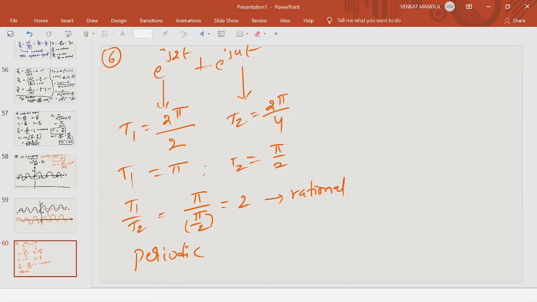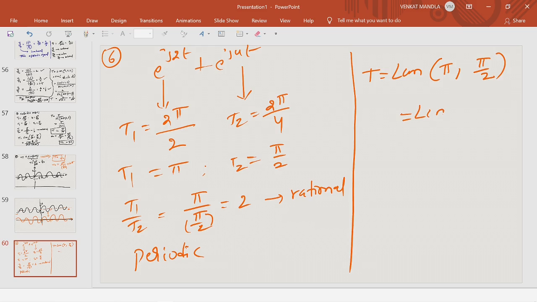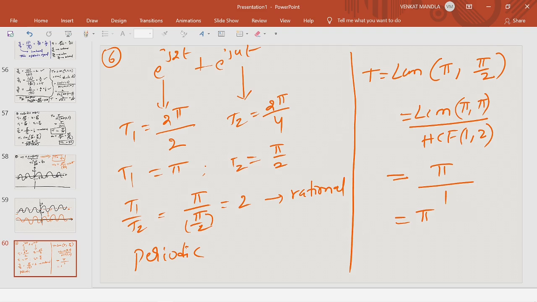If it is periodic, what is the period? T equal to LCM of T1 and T2. That is T1 pi and T2 pi by 2. That is LCM of pi comma pi in the numerator by HCF of 1 comma 2 in the denominator. LCM is pi. HCF of 1 comma 2 is 1. That is pi. This is the common fundamental period, and fundamental frequency is 2 pi by T, 2 pi by pi. That is 2.